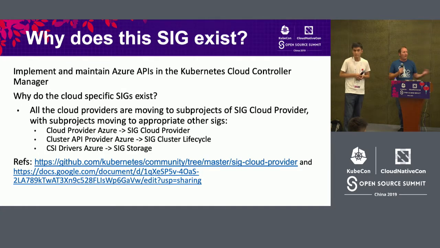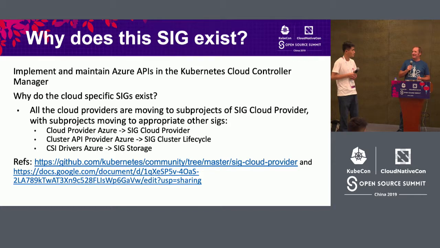So why do we need a special interest group for a specific cloud, right? That's a really valid question. And the answer is that it is now becoming obsolete to have a special interest group that is focused on a cloud. So all of the individual cloud providers are now working together under a common special interest group, which is called SIG Cloud Provider. The transition from the individual Azure-based SIG to the cloud provider SIG, with sub-projects under it, also reflects the change in the way cloud providers are taken advantage of in Kubernetes itself.